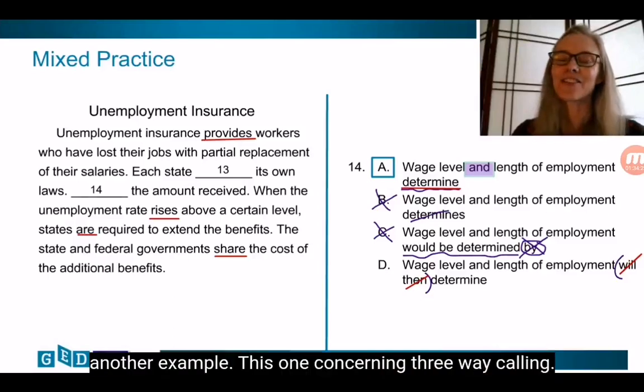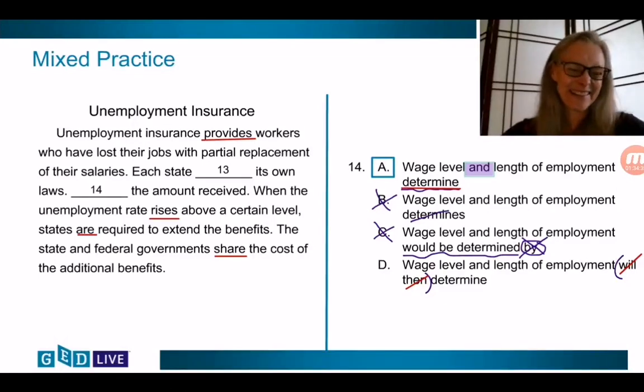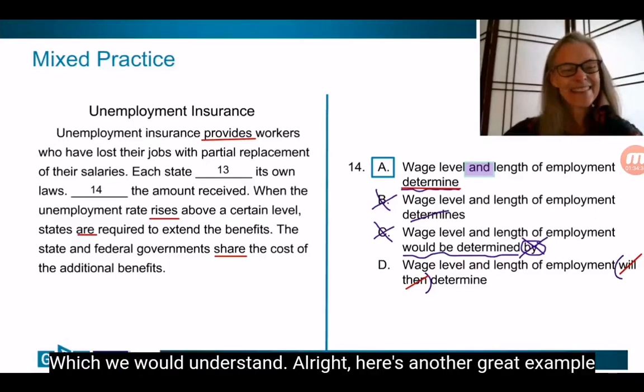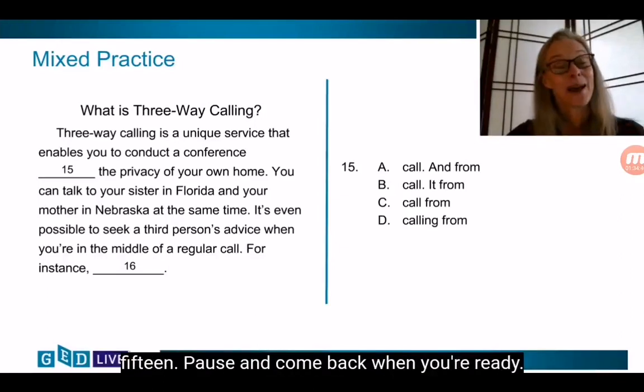So let's go ahead and take a look at another example, this one concerning three-way calling. Great work so far. Keep it up, or come back later if you're getting tired, which we would understand. All right, here's another great example for you to check out. Three-way calling, question number 15. Pause and come back when you're ready.